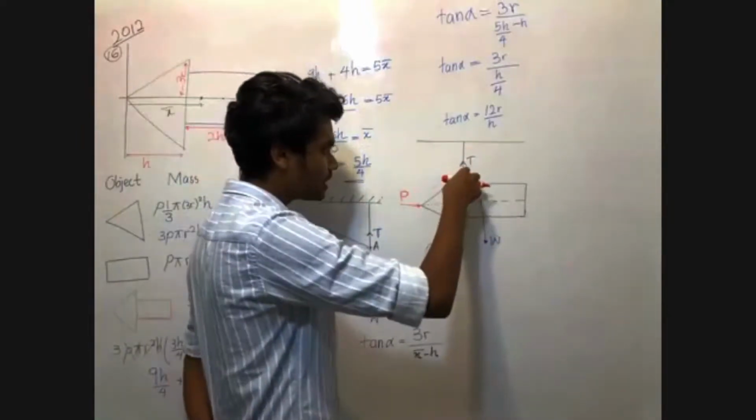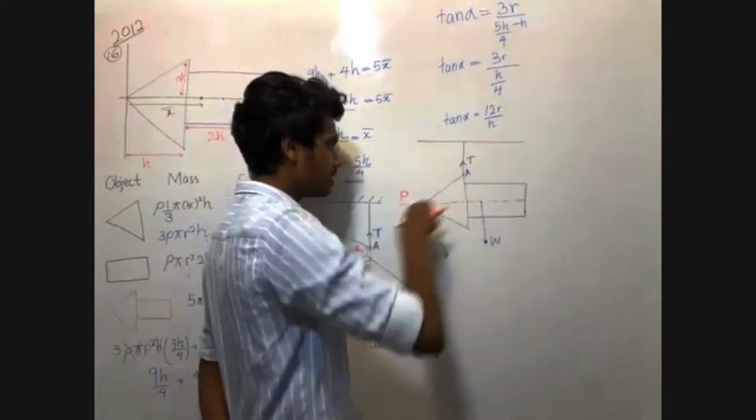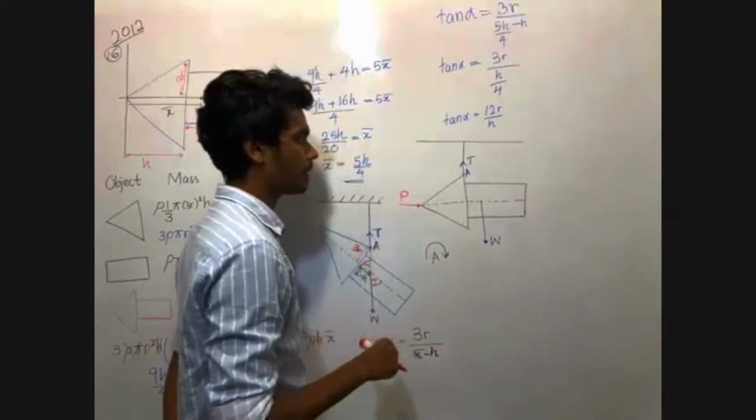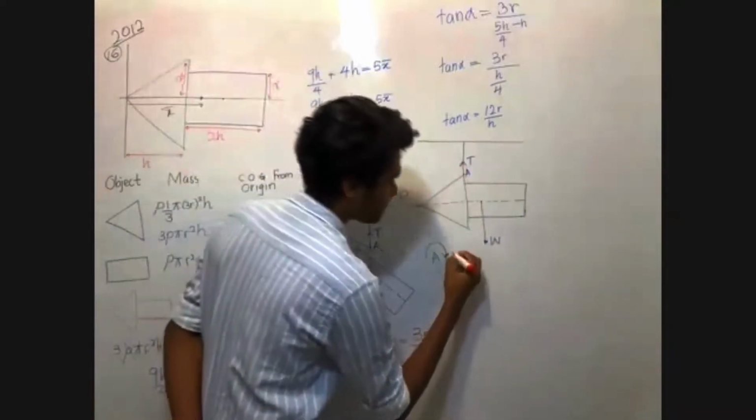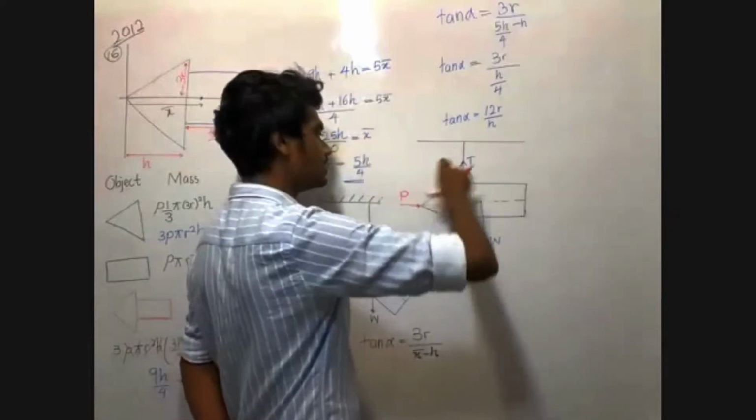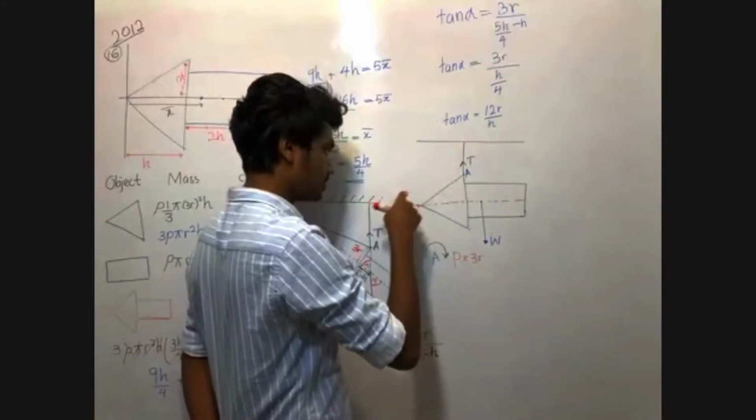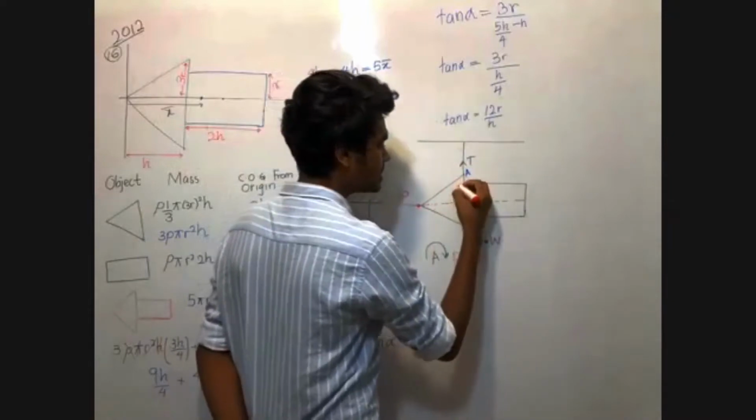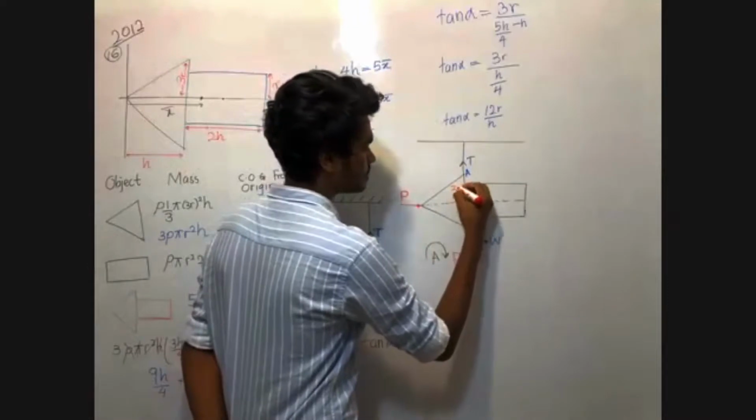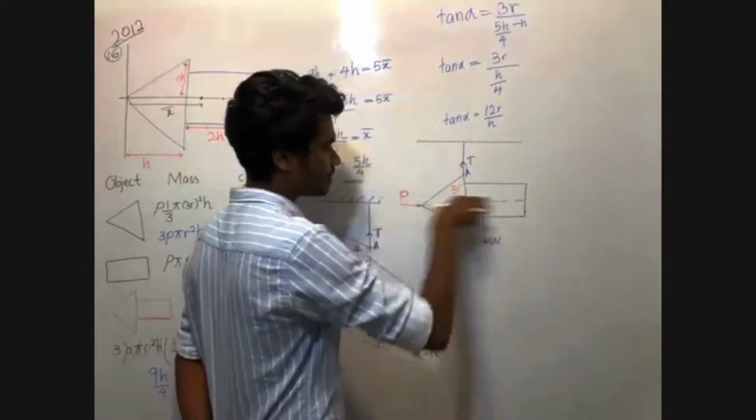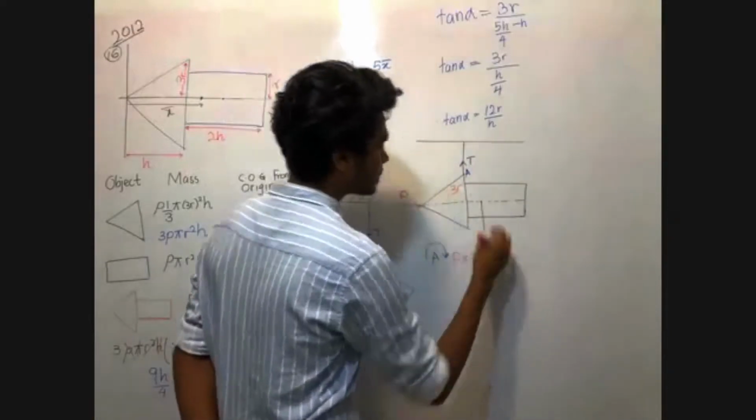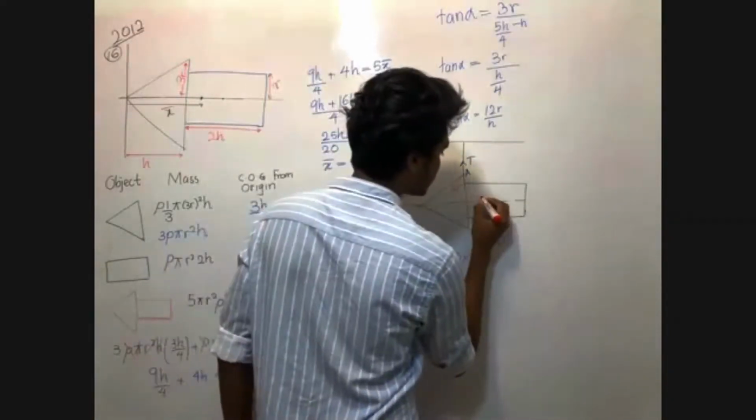P, what is the moment around A in the clockwise direction? P into the perpendicular distance, which is 3R. P into 3R. That is equal to what?